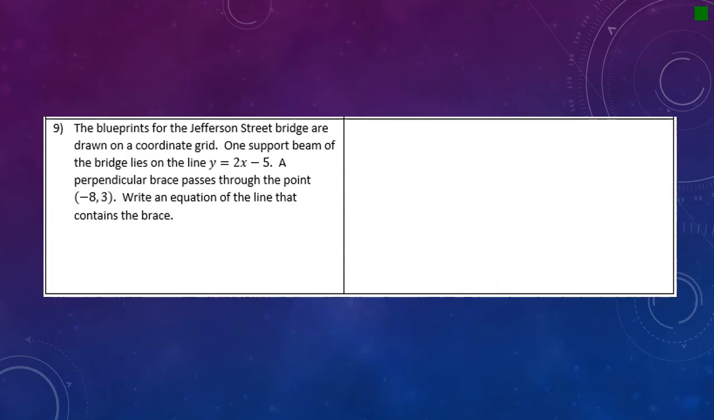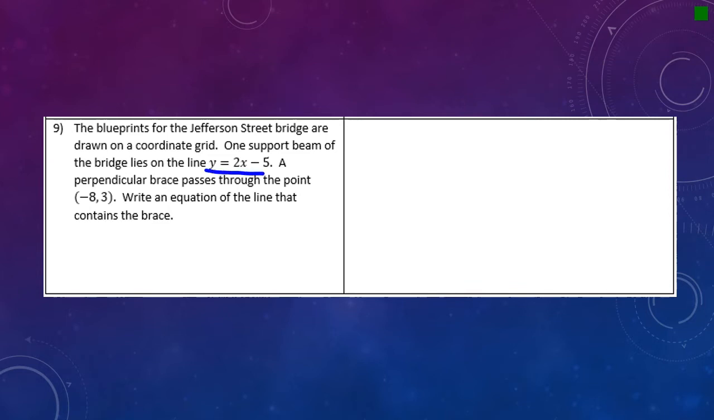For this problem, we're given the equation of a line that's talking about a support beam on the Jefferson Street Bridge, and we're trying to figure out the equation of a perpendicular brace that is perpendicular to the support beam and is passing through the point -8,3. So this is essentially the same problem as problem 3. It's actually a little bit easier though because we don't have to solve for y, it's already in slope-intercept form.